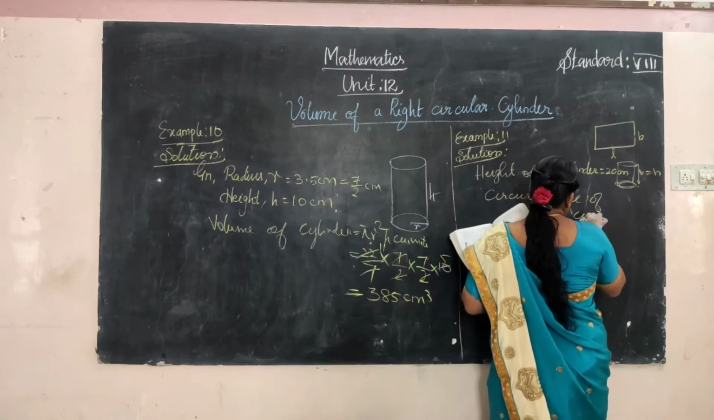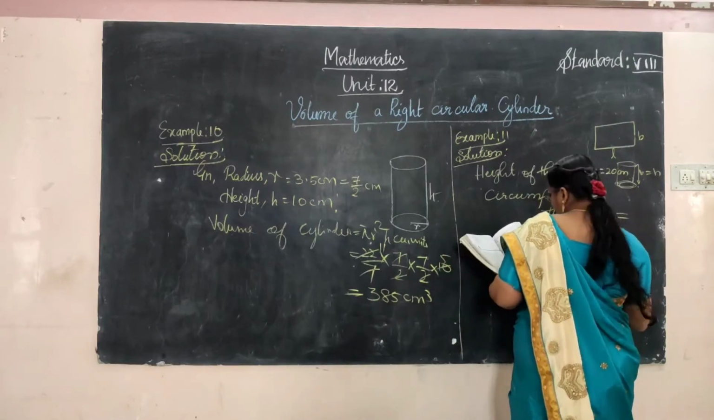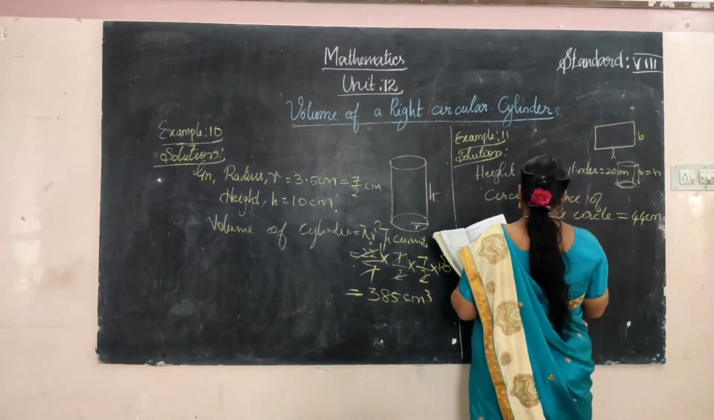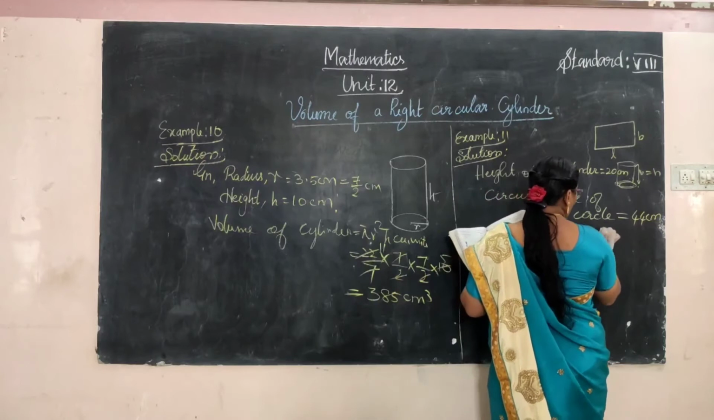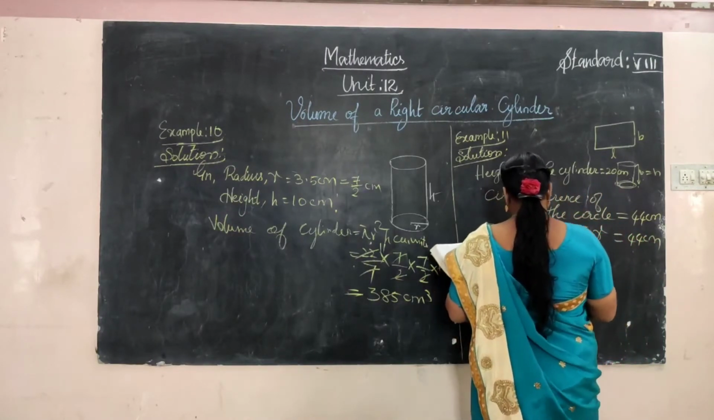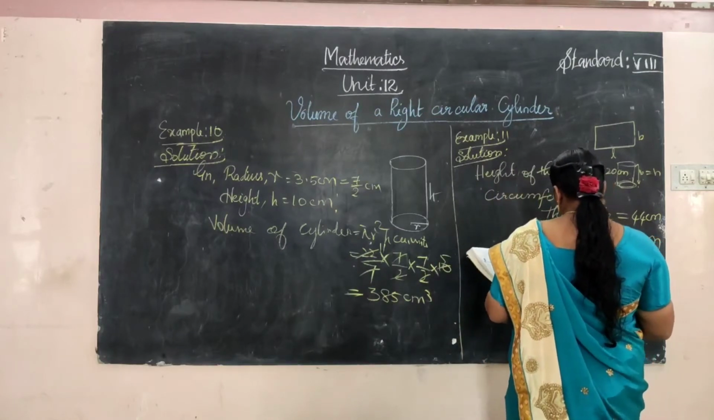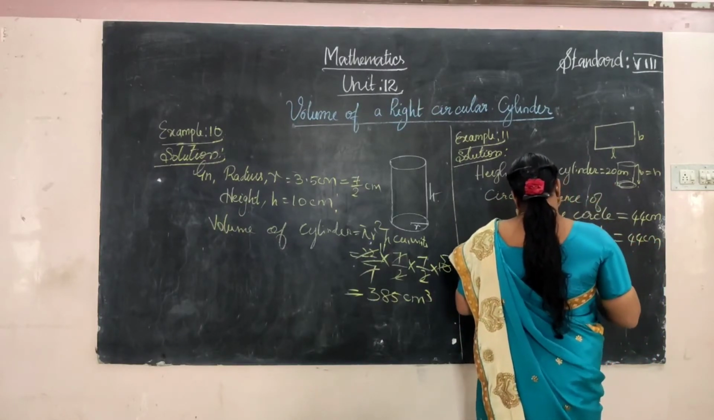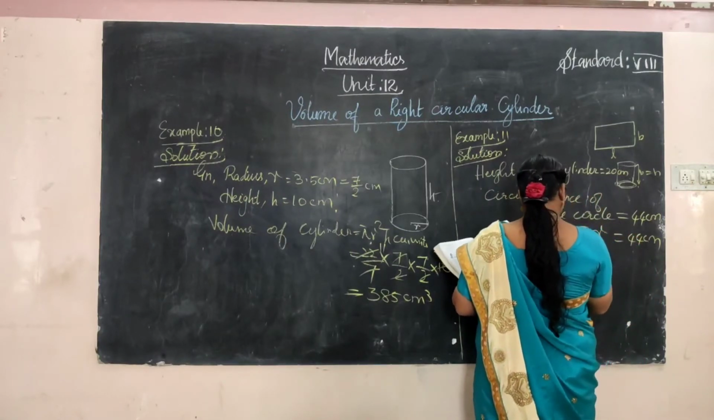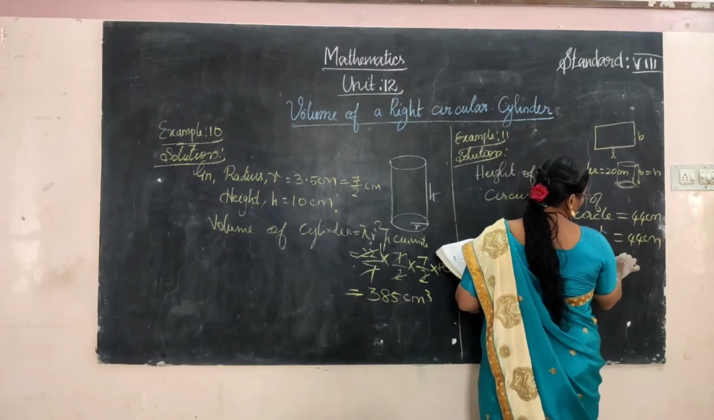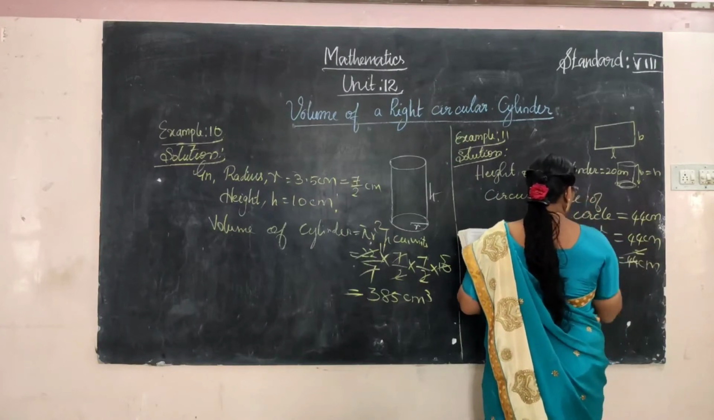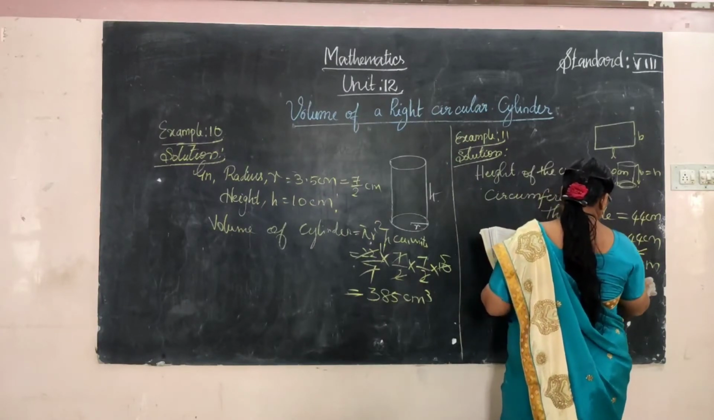Circumference of the circle is equal to what is given, 44 centimeter. Circumference of the circle formula is 2 pi r units. Now we have to calculate the radius r. So 2 into 22 by 7 into r is equal to 44 centimeter. So the 22 table, 2 times 2 will be cancelled. So r is equal to 7 centimeter.